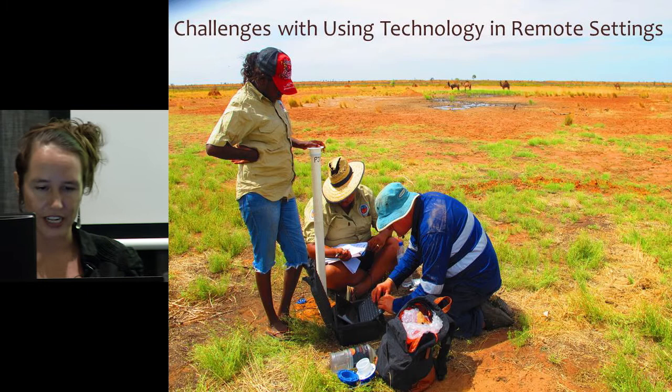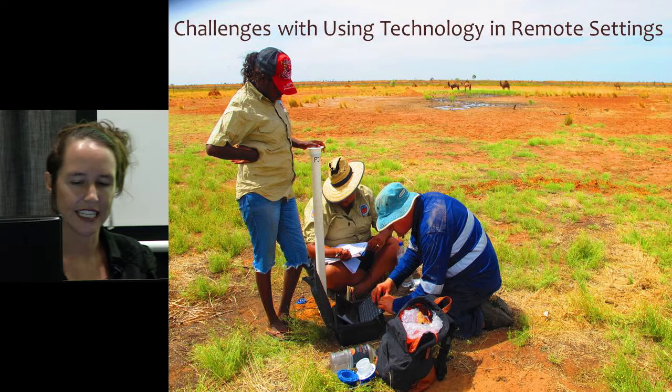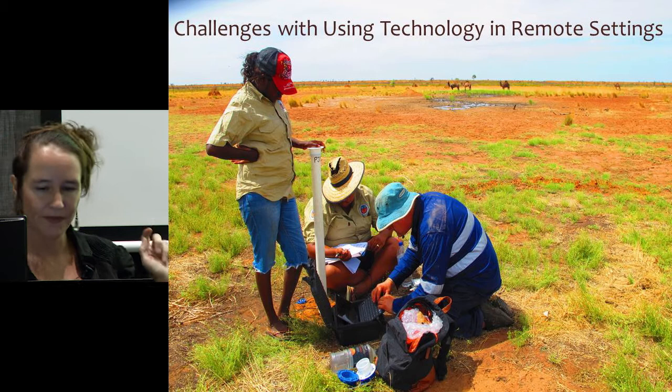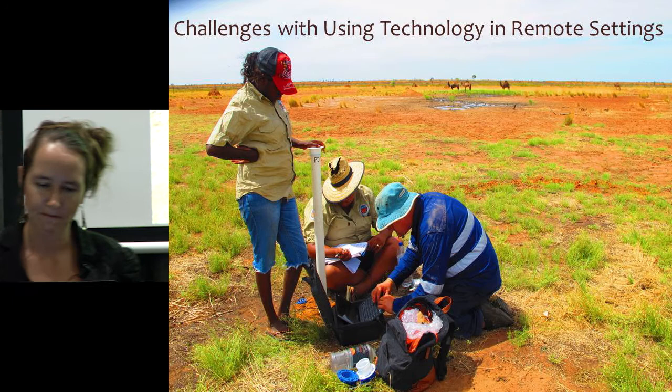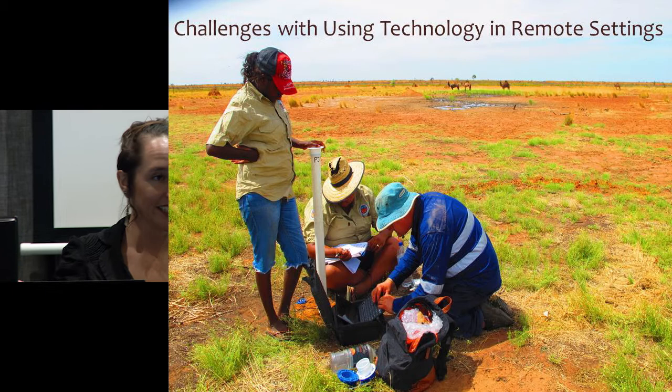This photo here that you can see is taken in the Great Sandy Desert, and that is the workplace for these Noongar rangers here. There's no internet, there's no reception, there's not even any buildings. And that's the case in this location and for many of the locations where these rangers work. So we know the challenges. Now, what are the solutions?